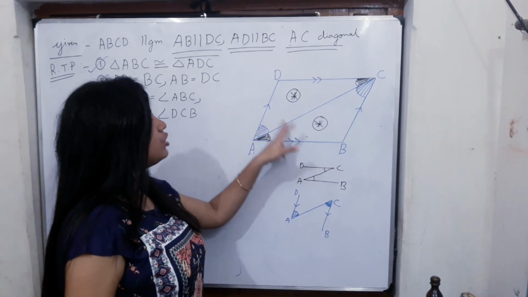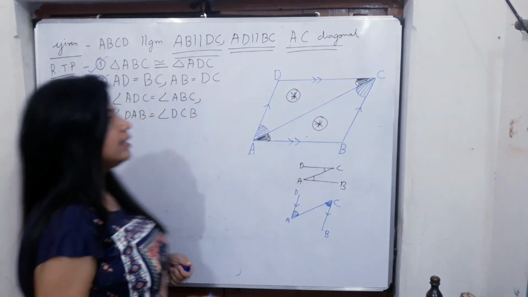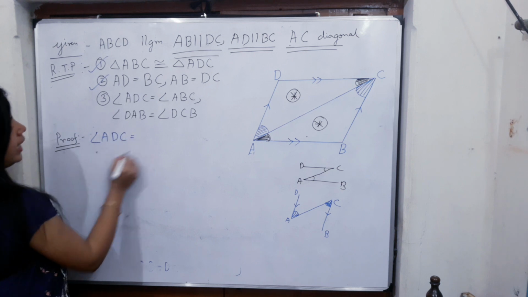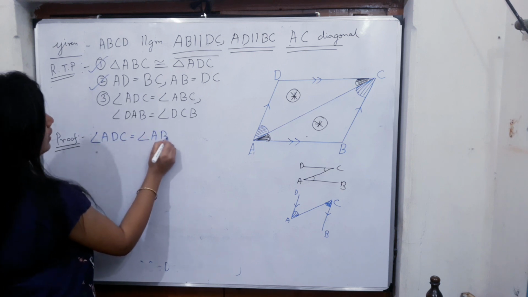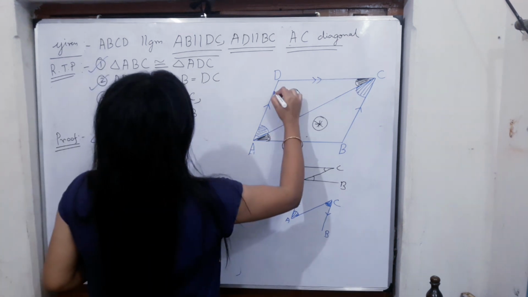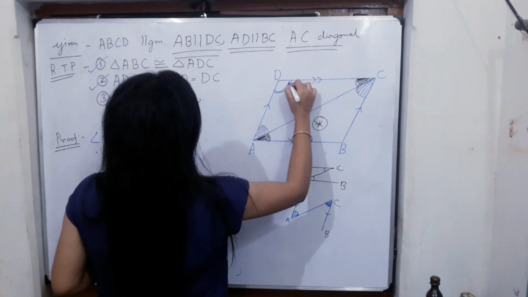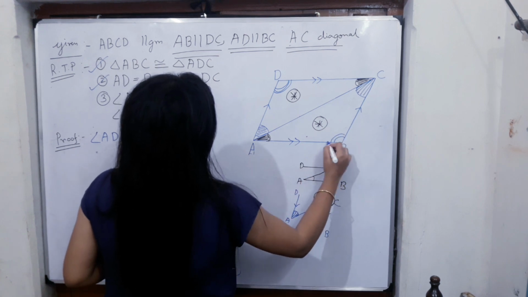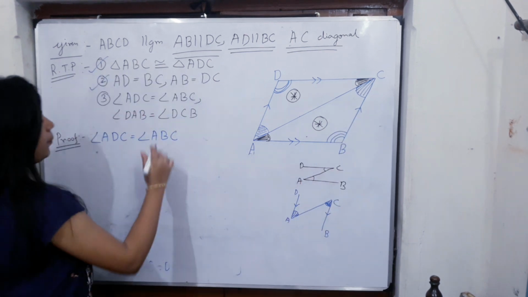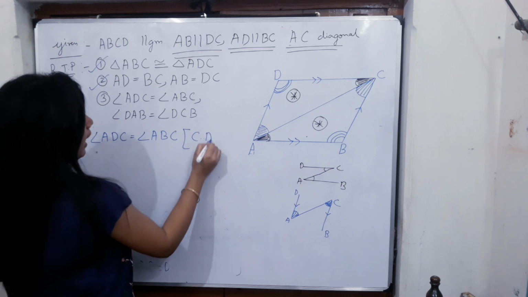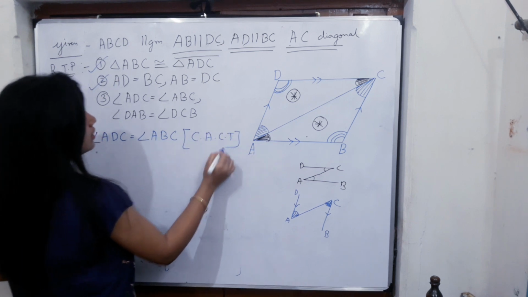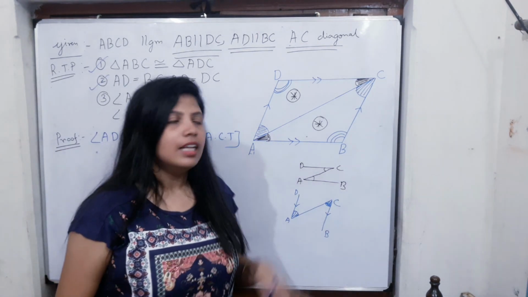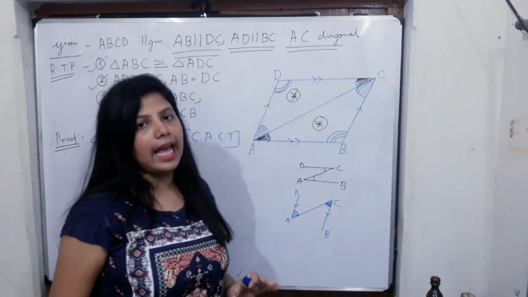Since these two triangles are congruent, we can also say that angle ADC equals angle ABC. Why? Because we know that corresponding angles of congruent triangles are equal. Just like CPCT, it is CACT. There it was sides and now it is angles here.